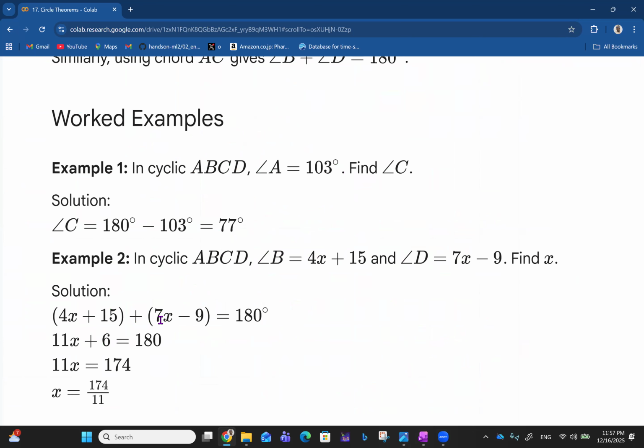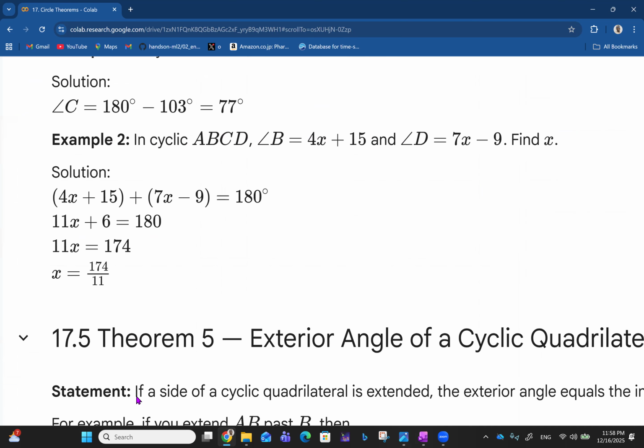So 4x plus 15 plus 7x minus 9 is 180 degrees. So 4x plus 7x is 11x, and 15 minus 9 is 6. And everything is 180, so 11x is equal to 180 minus 6, that's 174. So x is 174 by 11, and that's what we have for that.